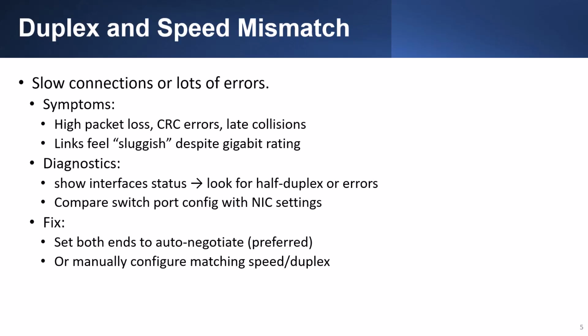If you have slow connections or lots of errors, you will likely have high packet loss, CRC errors, late collisions, and/or the links feel sluggish despite gigabit rating. To diagnose, use show interfaces status, where you look for half duplex or errors. Compare switch port config with NIC settings. To fix, set both ends to auto-negotiate, which is preferred, or manually configure matching speed and duplex.